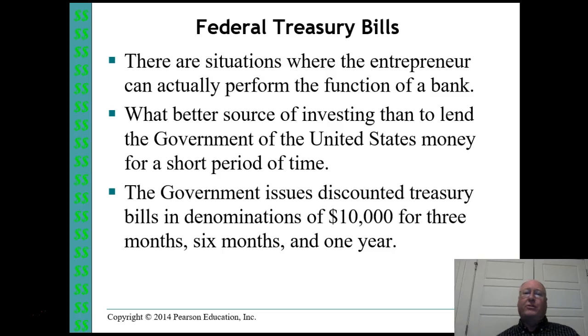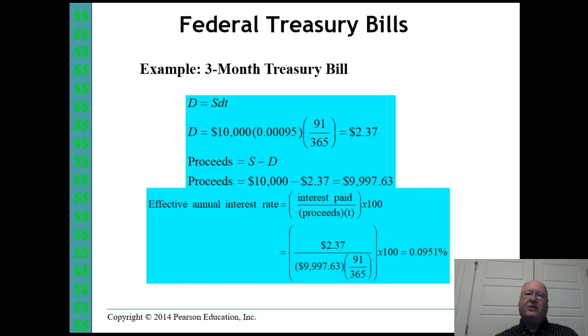Let me just reference federal treasury bills, because there are situations where business people, entrepreneurs can actually, as the textbook says, perform the function of a bank by investing in a marketable security called a treasury bill. And what is a treasury bill? Well, it's the government of the United States loaning money for a short period of time. So they issue these discounted treasury bills in denominations of $10,000, usually for periods of 3 months, 6 months, or a year, sometimes longer. And treasury bill rates themselves are just an opportunity to calculate interest out there.